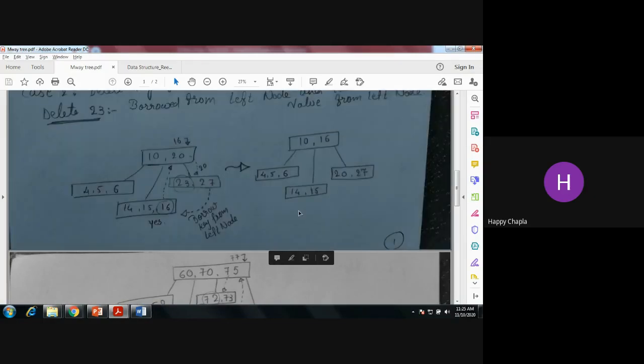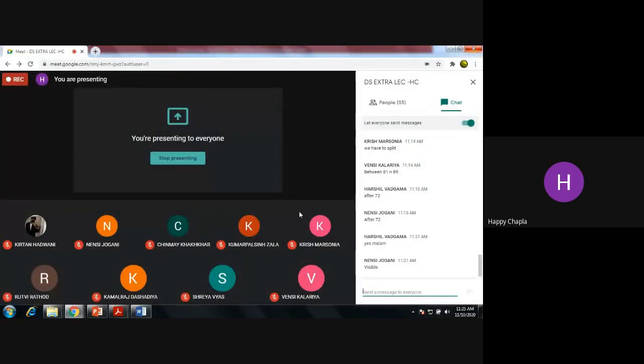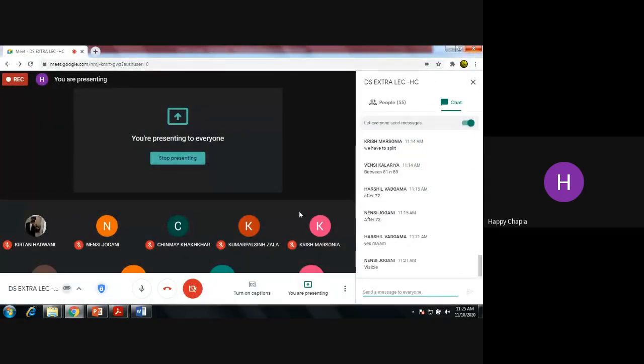Okay, clear? How can we borrow something from the left-hand side if we are trying to delete? In which case should this happen? When you have the minimum number of keys.